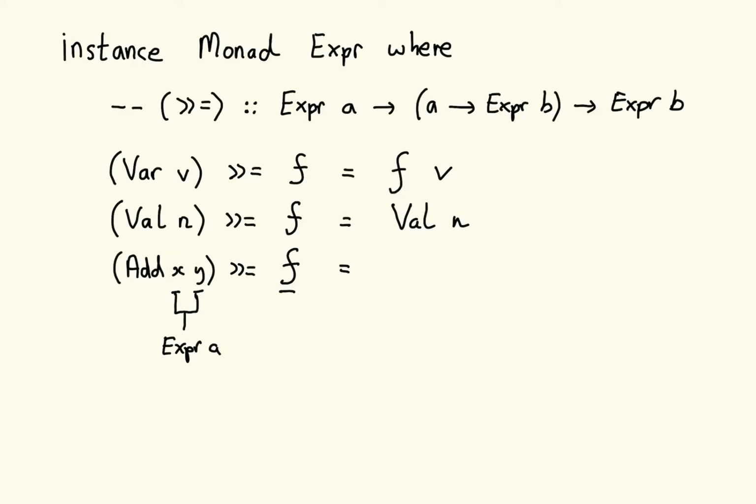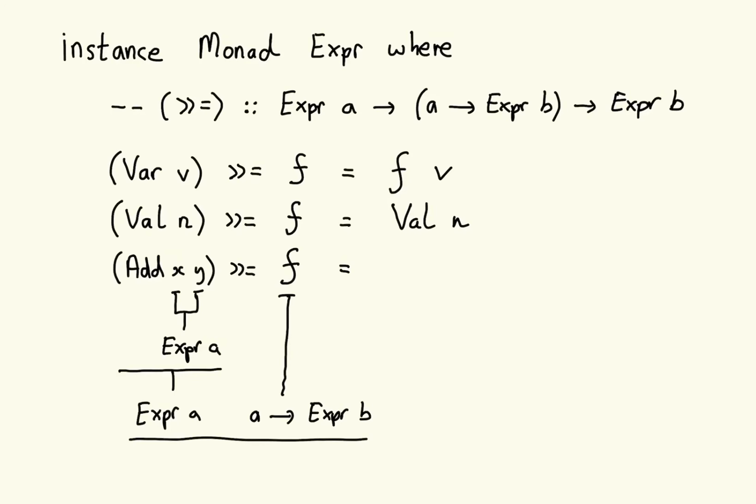The function f is as before. Well, actually, let's just complete this on the left-hand side. This means if we've got two arguments, x and y, which both have type expr a, then when we put them together with the add constructor, on the left-hand side, we're also going to have an expr of a. Then the function f has just stayed the same type as it's always been. f has type a to expr b. So we can copy that down as well. This is a to expr of b.